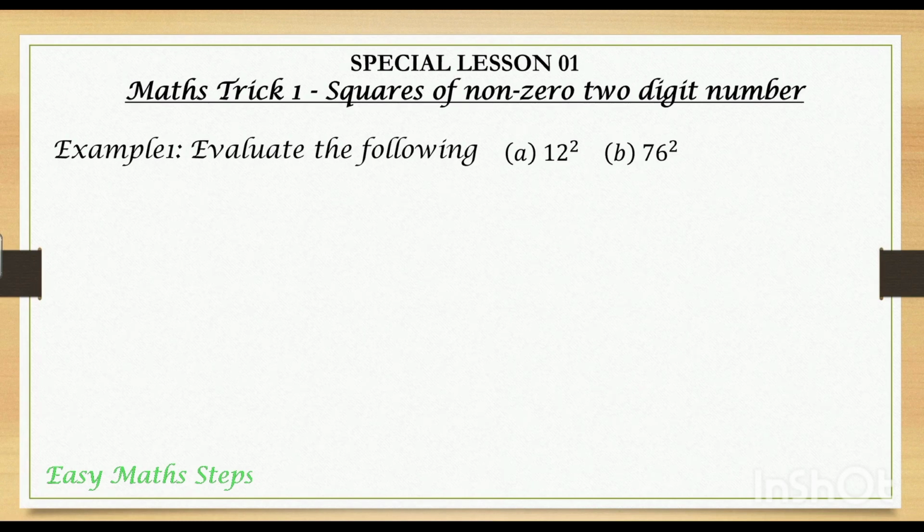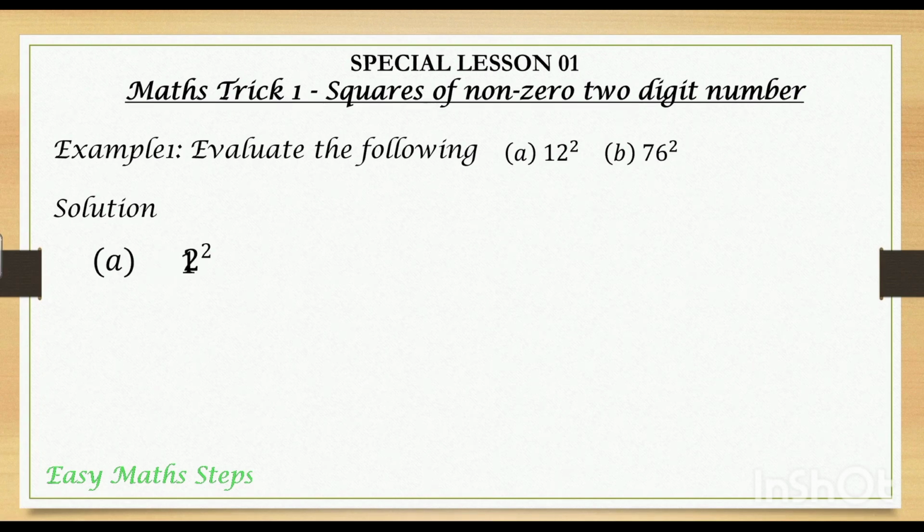You already know that 12 square means 12 times 12. And of course, you know 12 times 12 is 144. But we want to use this first example to show you that our trick actually works. So let's look at it. We have 12 square. So we apply our 4 steps. The first step is square the individual number.